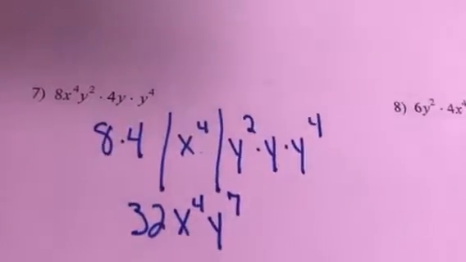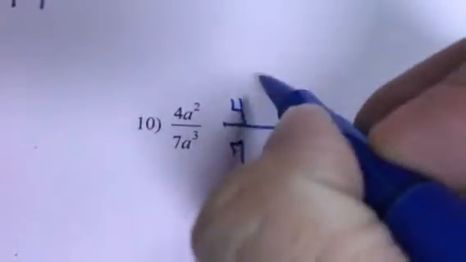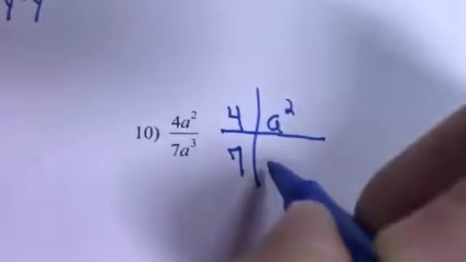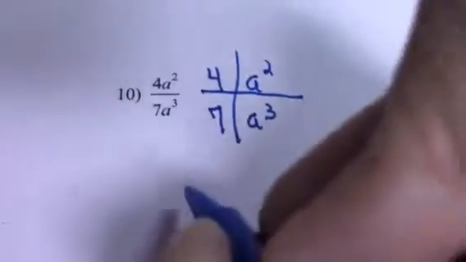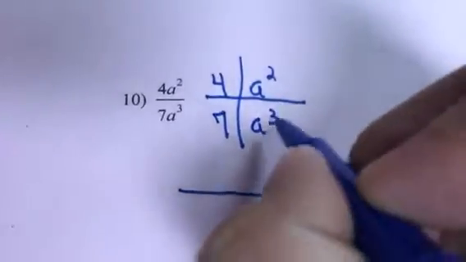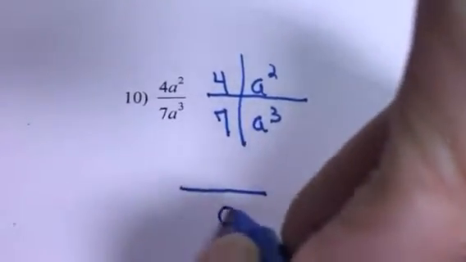So when you get to the fraction problems, again, you can make a house. You're just making them with floors. 4 and 7 will go in one house. A squared and a cubed will go in another house. Here I'll subtract the exponents. 3 minus 2, that's 1. And since more a's are in the bottom, that's where my a's will go.